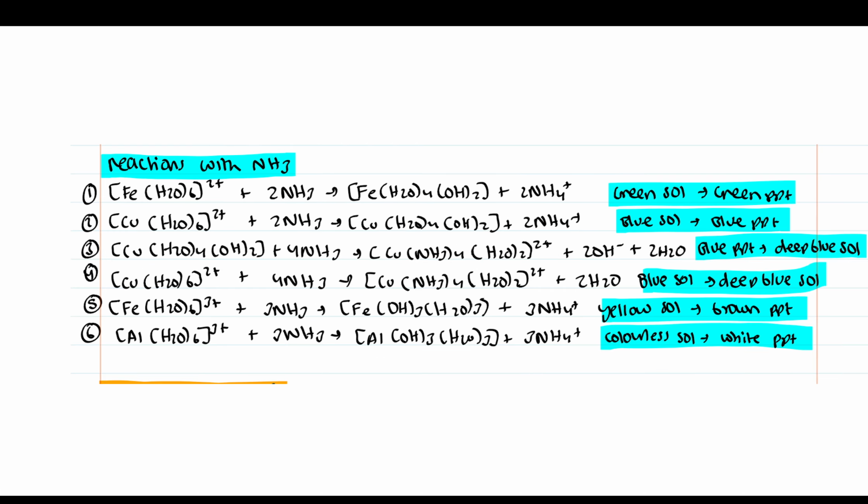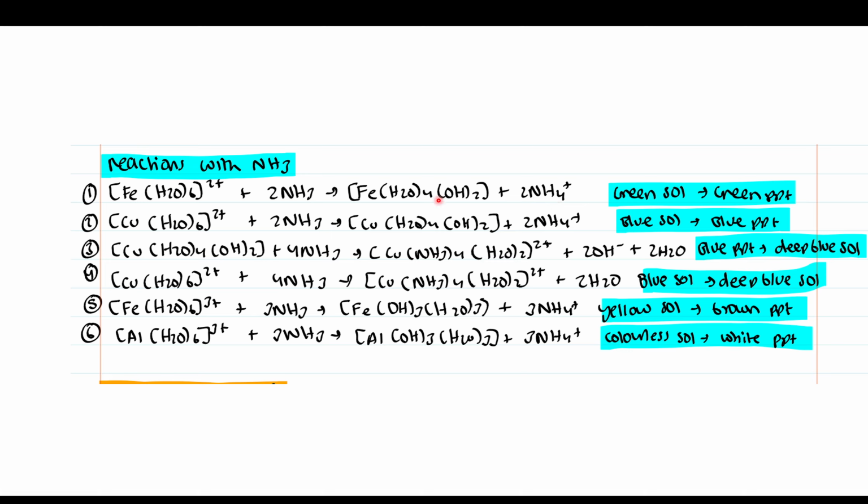Let's go to the next one with NH3. It's quite similar for most of them. For the first one, there are actually more equations, but you've got Fe(H2O)6 2 plus plus 2NH3. What happens is that the NH3 uses a mechanism, attacks the H on the H2O, and then it will cancel off and form an OH2. So you get the same product as the ones before, and you also form 2NH4 plus.